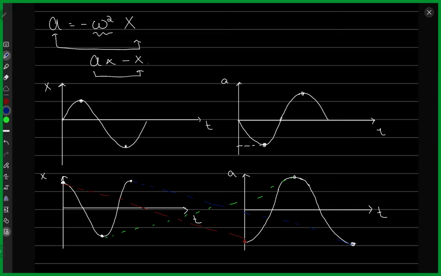All right. So so far, all of these graphs, are they clear? Sorry, displacement, velocity, and acceleration graphs. All right.